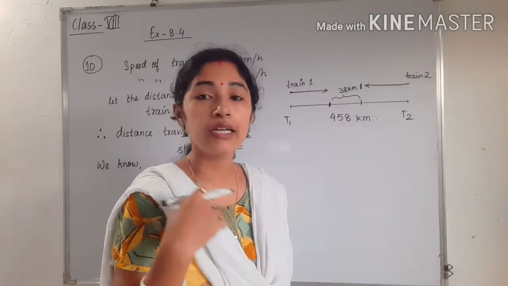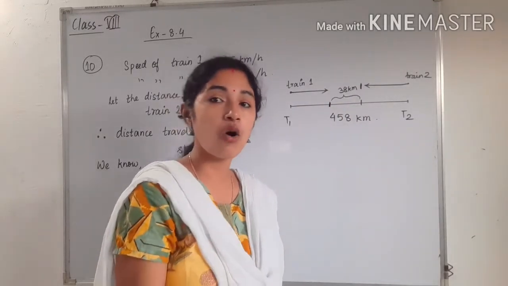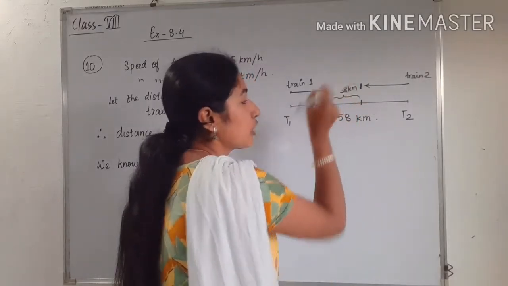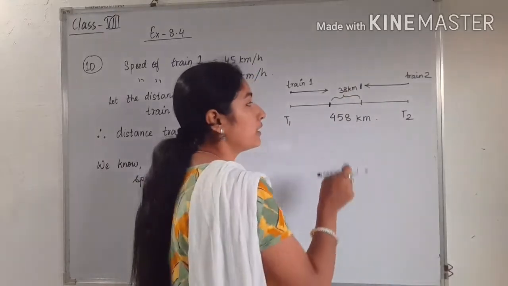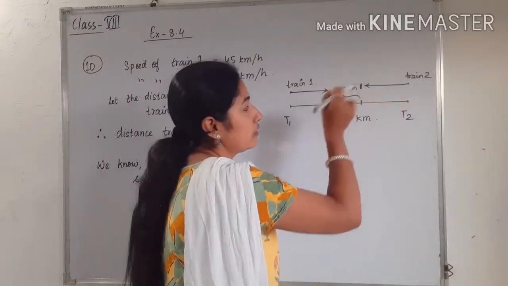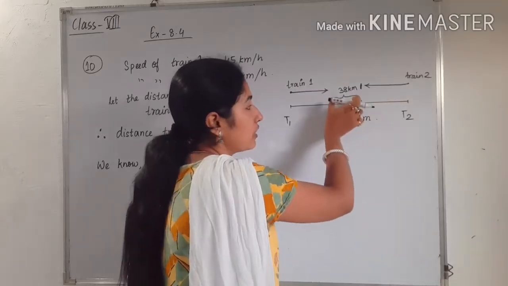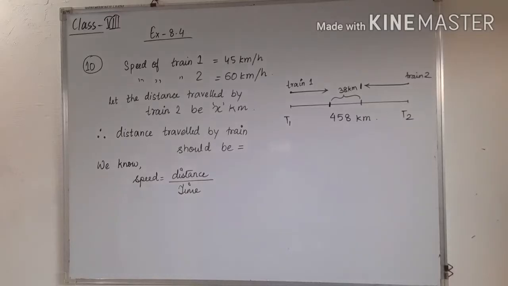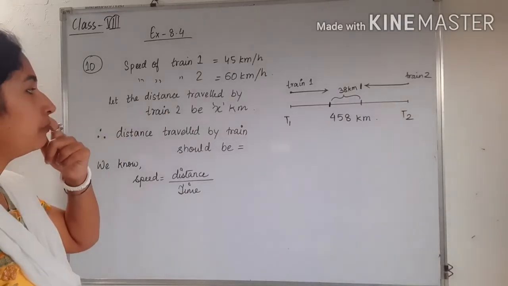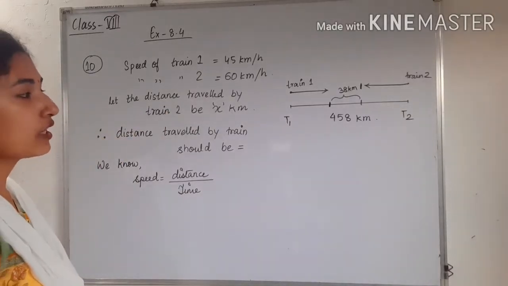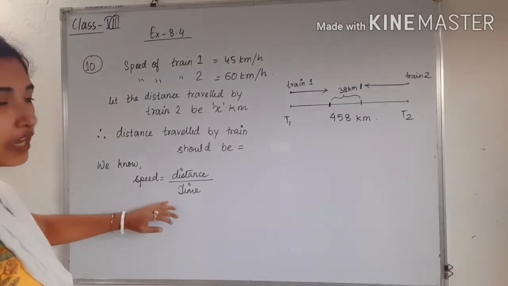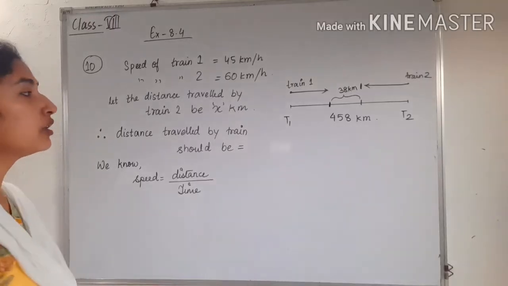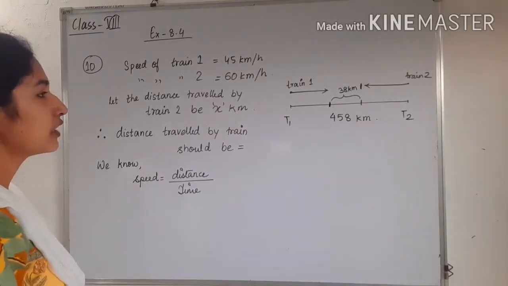So we have to find the time. Okay, that means after how many hours they should maintain a distance of 38 km. So we have to find the time taken by the train, so that it should maintain this much distance. So see what I have written. Let the distance travelled by train 2 be x kilometer. So what I have taken, because we know we are having one formula, speed is equal to distance by time. So using this formula we can easily do it. So let the distance travelled by train 2 be x kilometer.